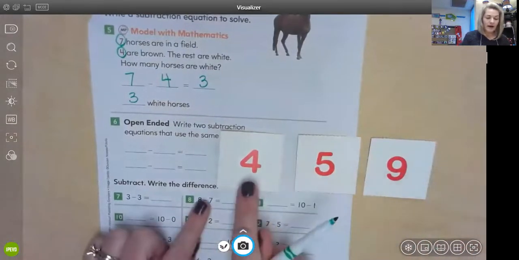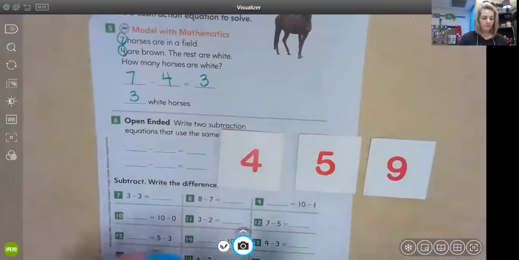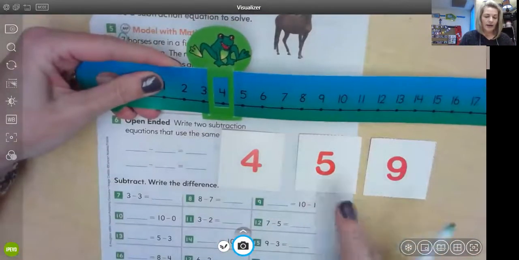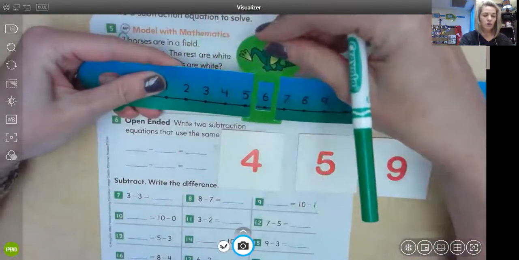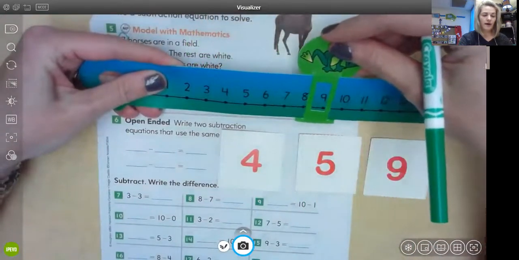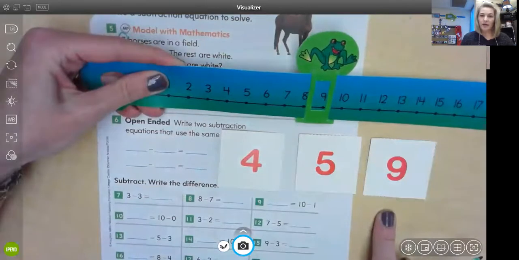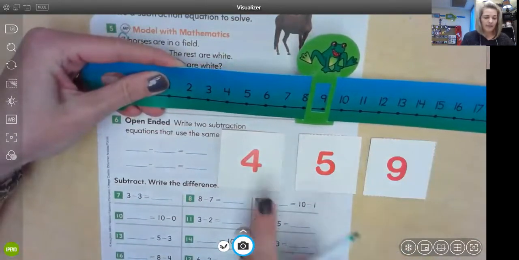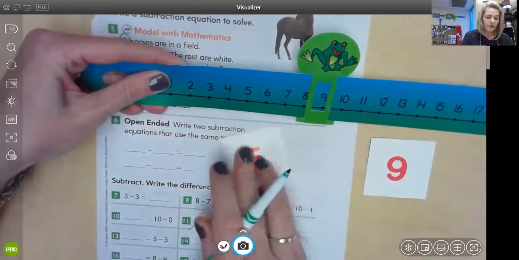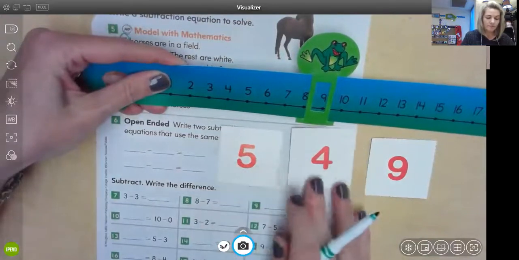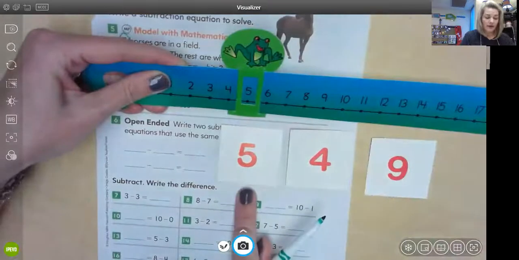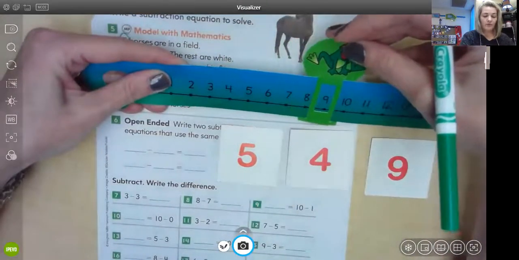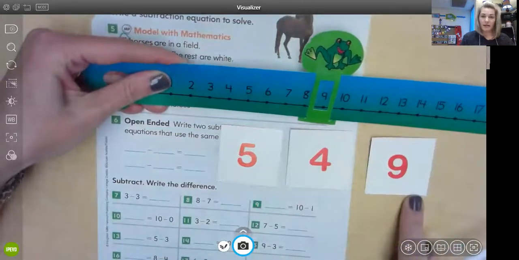Now notice if I take 4, go to the number 4, and I add 5, 1, 2, 3, 4, 5, I'm going to get the answer 9. So I know that these are related facts. They're all in the family. And even if I switch it around, and I start with 5, and I add 4, 1, 2, 3, 4, it's also going to equal 9.